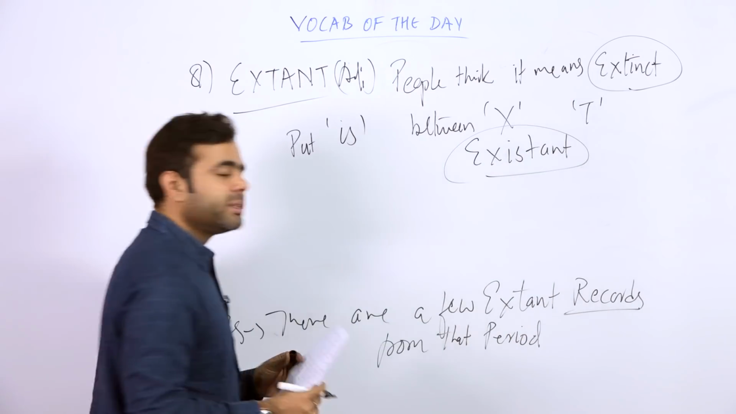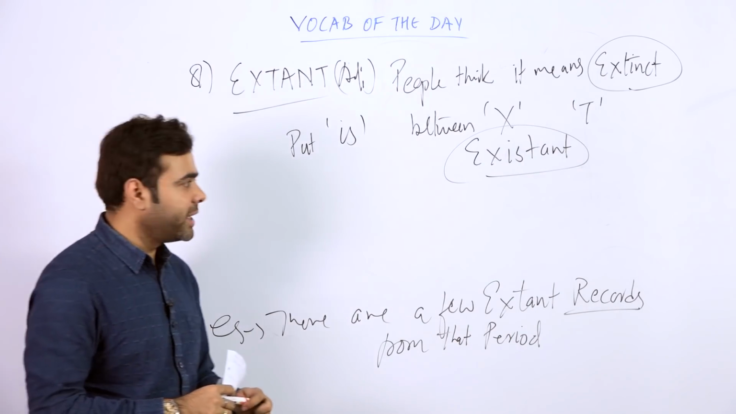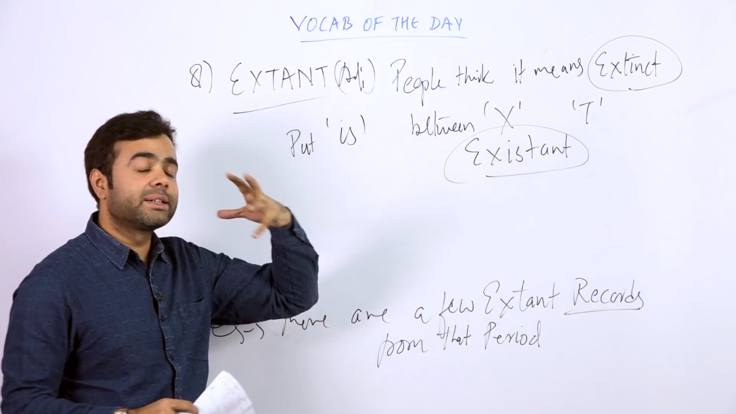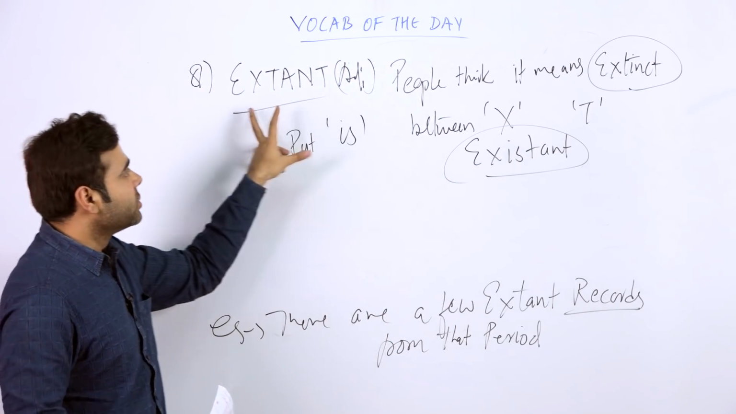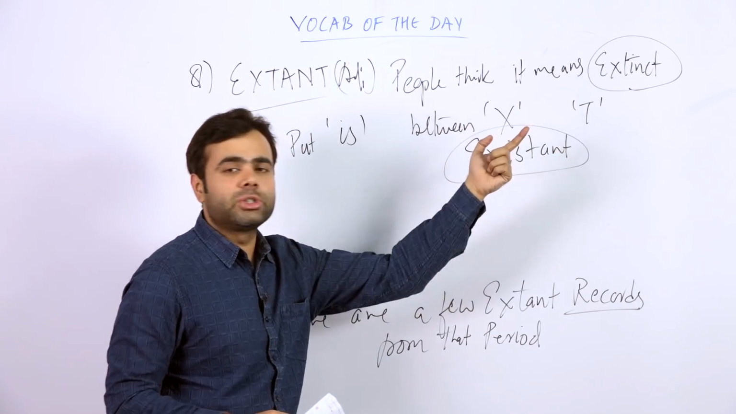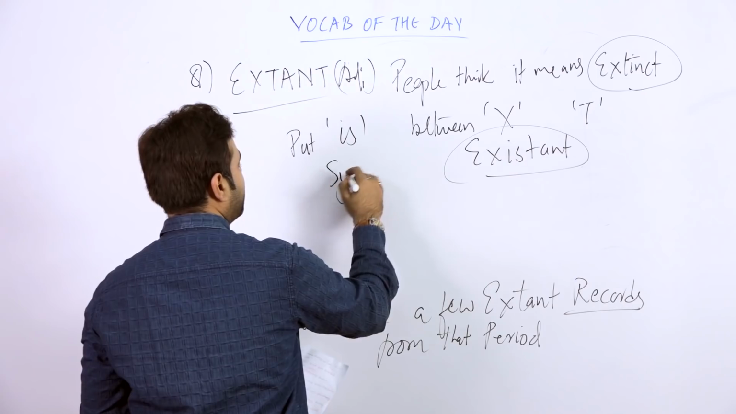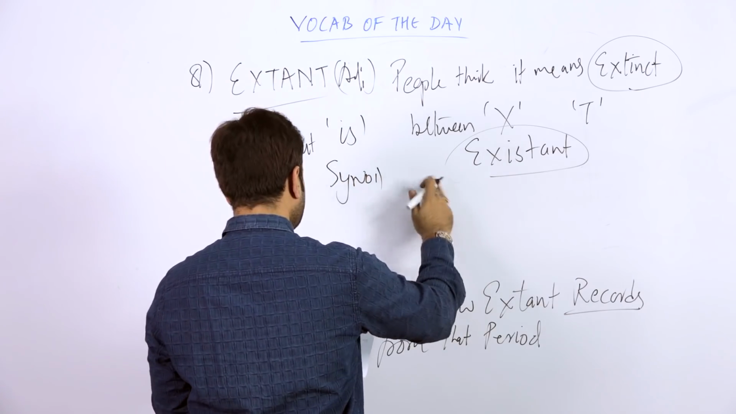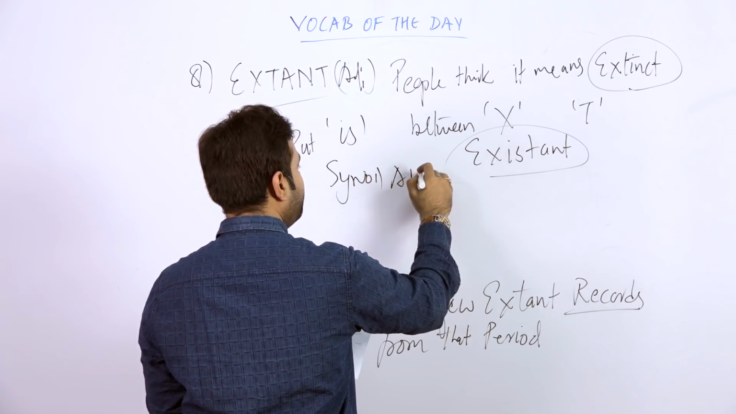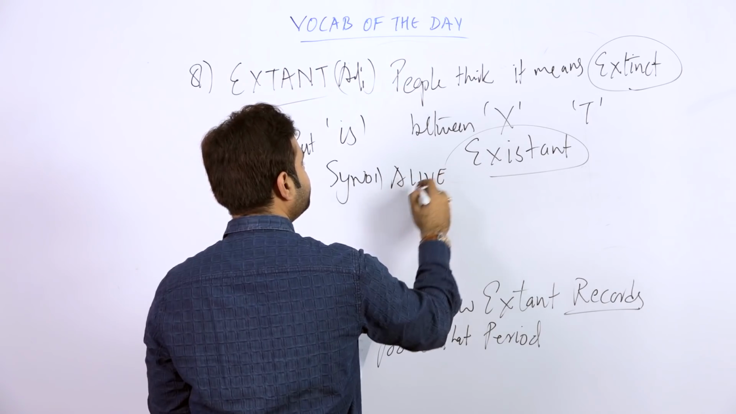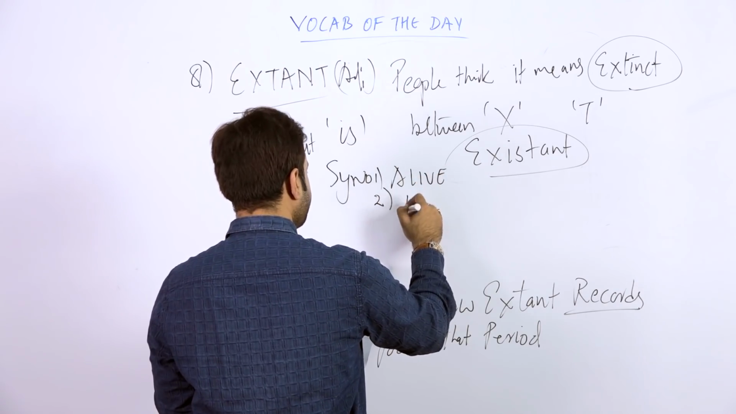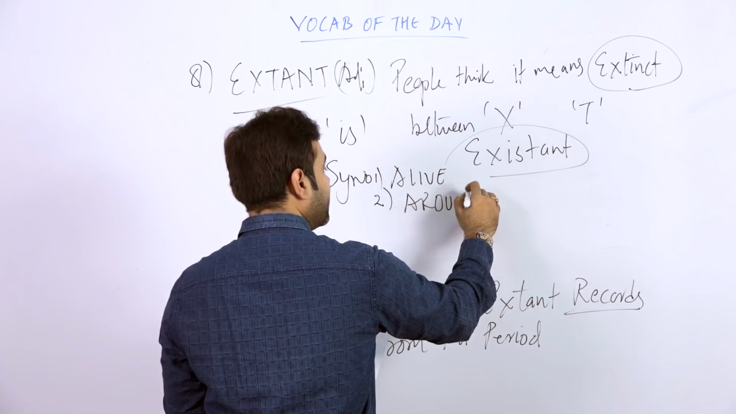Are you getting, students? What does it mean? Actually, I meant to say that existent is related to existence. So extant is completely opposite to the word extinct. So how can we use this word? The synonyms that we can take here: the first word I should take is alive. The second you can take is something which is around, that is present.